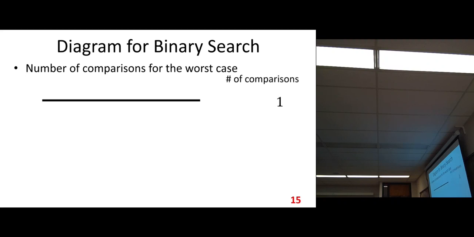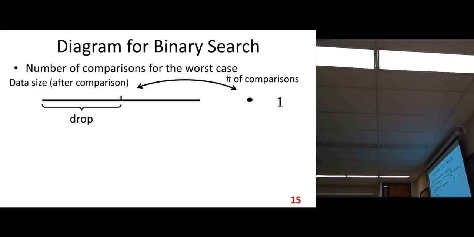So here, I list a table, a chart like this. Number of comparisons. The first comparison, how much can we reduce the problem size? We choose the median to do the comparison, and we can drop one subarray, 1/2 of the problem size. So the data size after comparison is reduced by 1/2 of the original problem size.